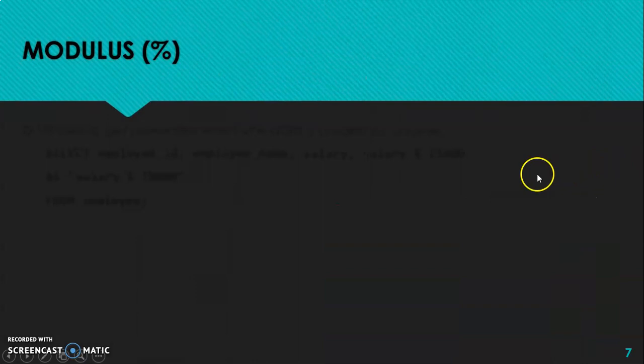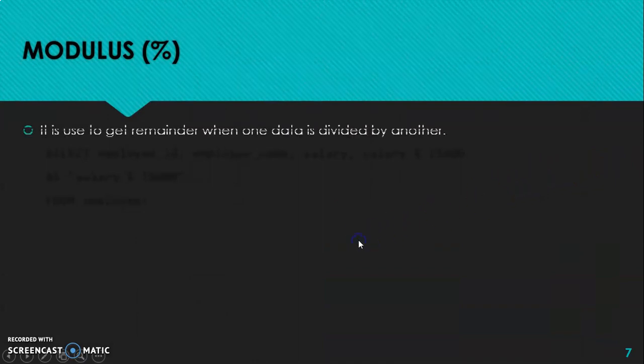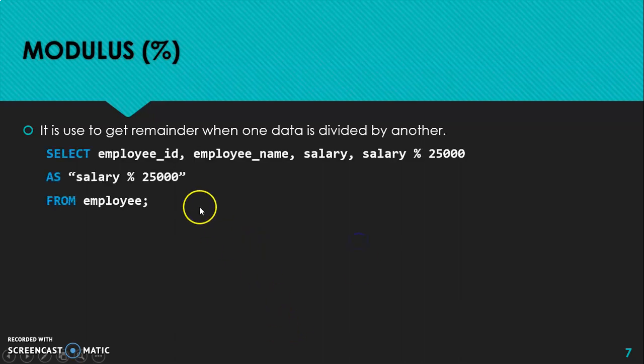Then we have the modulus operation. Modulus gives you the remainder after the division. Generally division gives you the quotient, but modulus performs the same division operation and gives the remainder. So we will see this query: select employee ID, employee name, salary, and salary modulus 25,000 as salary modulus 25,000, which is again my column name, from employee.